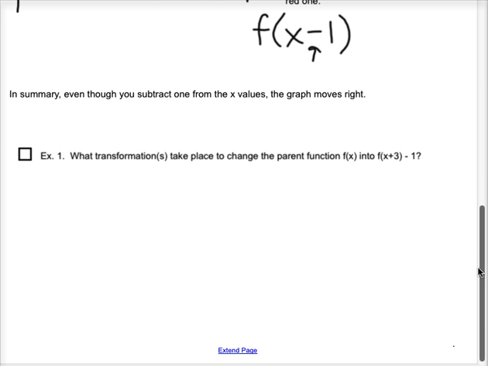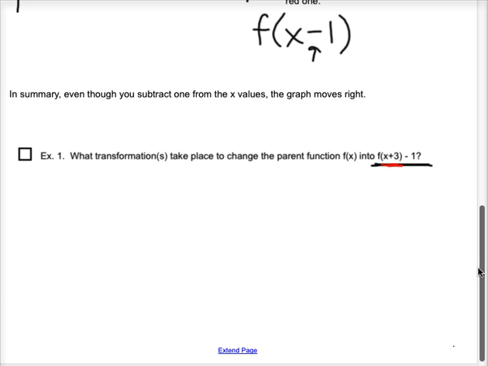All right, so let's take a pause here and think about what we're doing with transformations. So let's summarize these translations at least. What transformations take place to change the parent function, f of x, into f of x plus 3 minus 1?